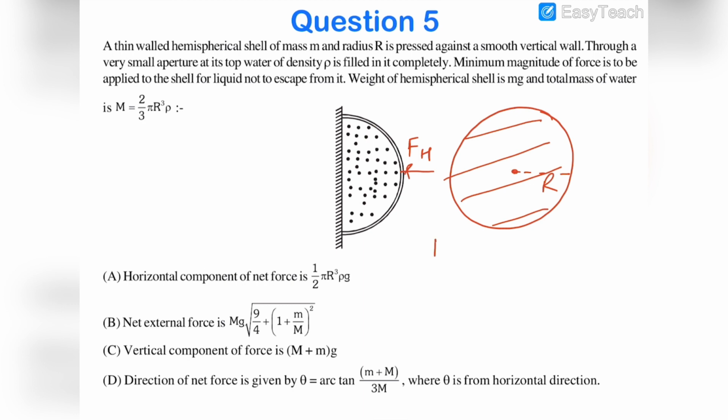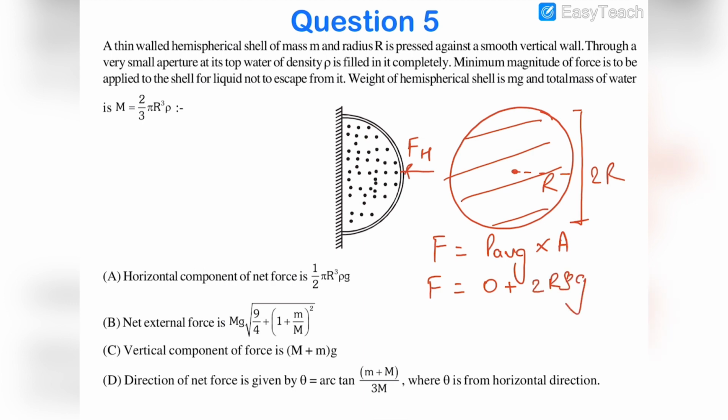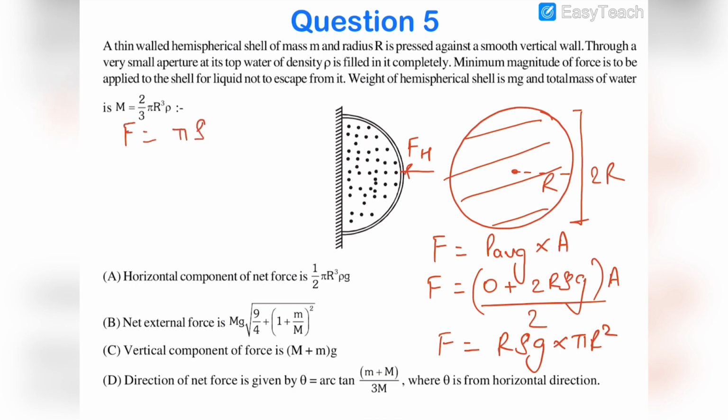So we know that this force would be the average pressure into area. Now average pressure would be the pressure at the top, which is 0, the pressure at the bottom, which is 2r rho g, because this height is 2r, so this is 2r rho g, and into area. Area is pi r square, and average pressure would be top pressure plus bottom pressure divided by 2. So F would be equal to r rho g into pi r square. So F would be equal to pi rho g r cube. Now you know that pi rho r cube is 3 by 2 m. So F is equal to 3 by 2 mg.